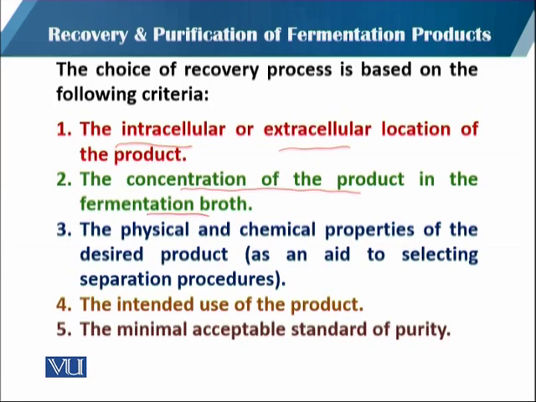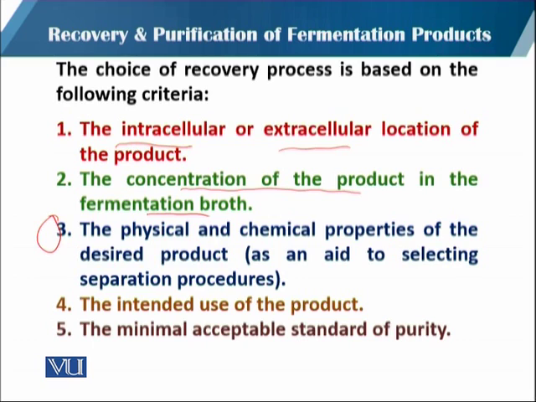This is very critical. During the upstream process, from time to time we check the concentration of our product with respect to the biomass in order to calculate the different kinetic parameters. But at the end, when we stop the upstream process, we should know the actual concentration of the product. The third is the physical and chemical properties of the desired product as an aid to select the separation procedure, because if we know the chemical and physical nature of the product, then we can proceed further with the separation techniques.